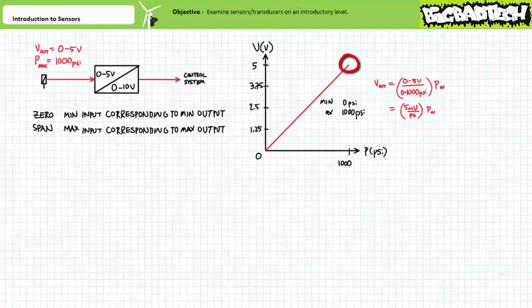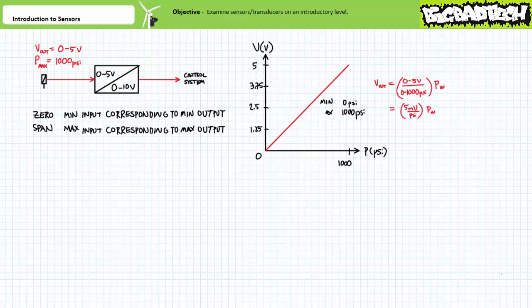With maximum operating pressure, in this case 1000 psi, applied to the pressure port, the span potentiometer is adjusted such that the sensor produces 5 volts. As previously, the full range of 0 to 1000 psi is represented by 0 to 5 volts, and the linear transfer function is 5 millivolts per psi. Given this sensor output is conditioned by a voltage-to-voltage converter, the system receives the required 0 to 10 volt range.